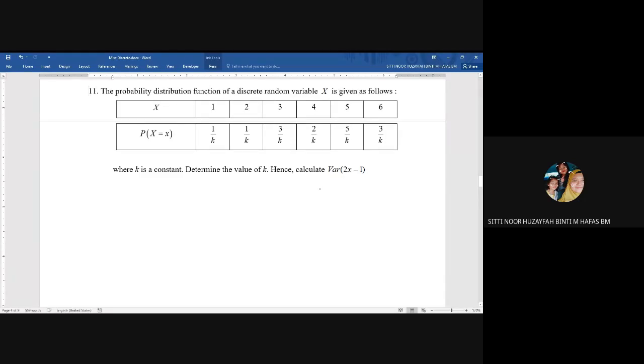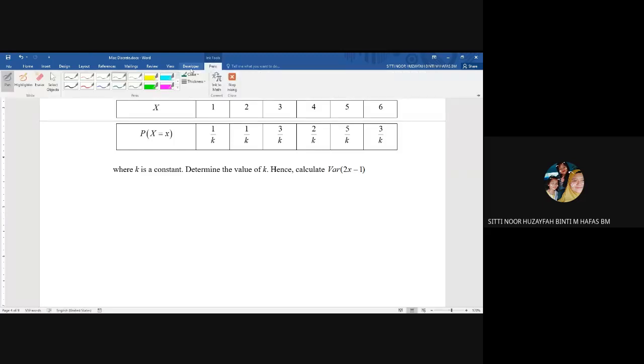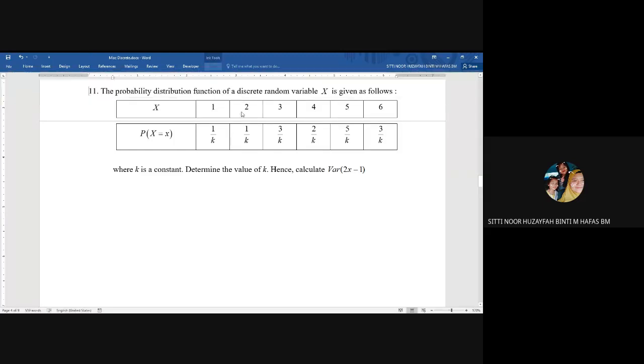Okay. So for question number 11. The probability distribution function of a discrete random variable x is given as follows. So we have x = 1, 2, 3, 4, 5, and 6, and its probability, which is 1 over k, 1 over k, 3 over k, 2 over k, 5 over k, 3 over k, where k is a constant. So determine the value of k.